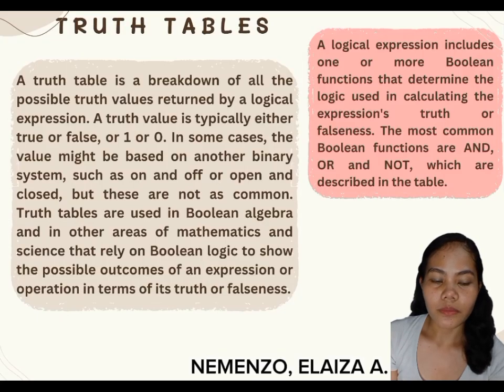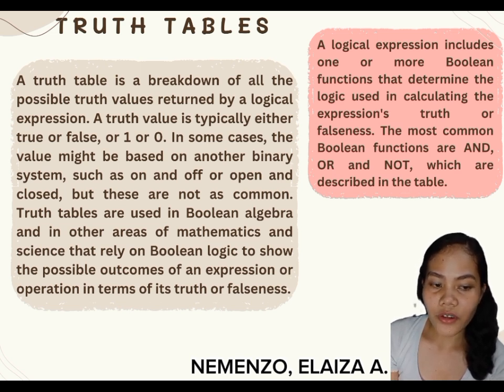Basic of truth table. A truth table is a breakdown of all the possible truth values returned by a logical expression. A truth value is typically either true or false, or 1 or 0. In some cases, the value might be based on another binary system, such as on and off or open and closed, but these are not as common. Truth tables are used in Boolean algebra and in other areas of mathematics and science that rely on Boolean logic to show the possible outcomes of an expression or operation in terms of its truth or falseness.